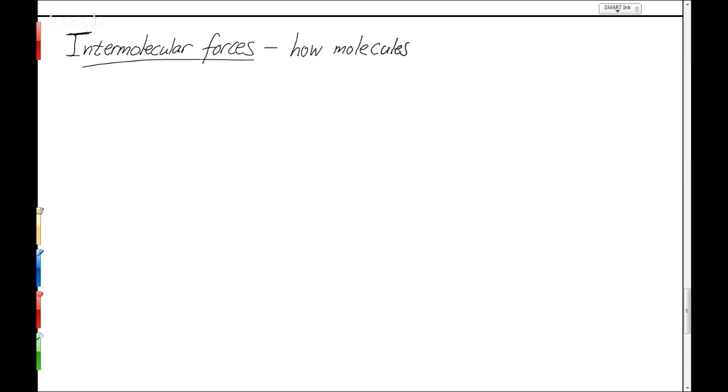And the fancy word for that is intermolecular forces. But what we really mean is how molecules interact with one another.